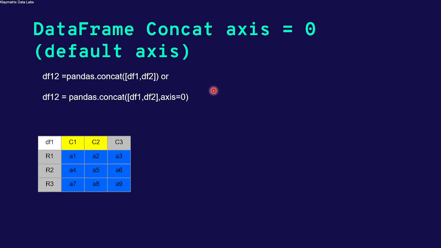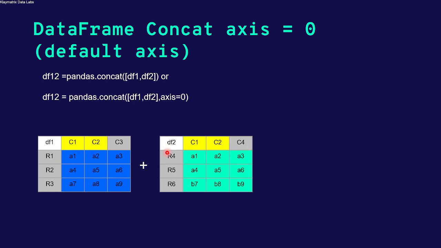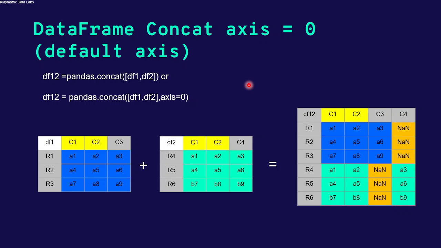So let's see how it behaves. If this is data frame 1, it has columns C1, C2 and C3 and rows R1, R2, R3 with these elements, and this is data frame 2 with the columns C1 and C2 highlighted in yellow because they're common in both cases, and C4, and then rows are R4, R5 and R6, and these are the elements. Note the colors also over here. So if we concatenate these two using this formula, with axis equal to 0, we get the following output.